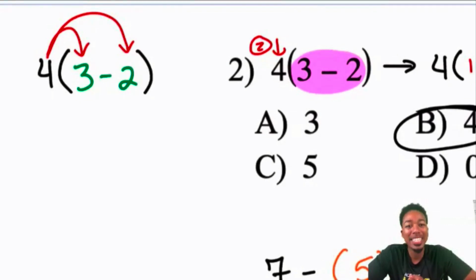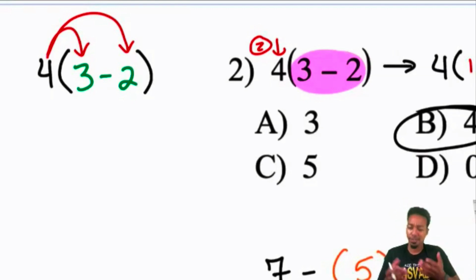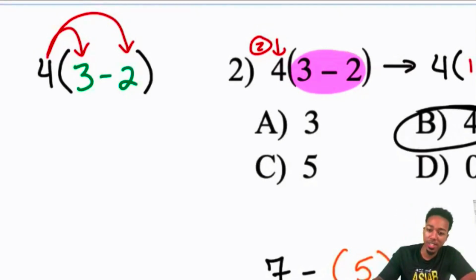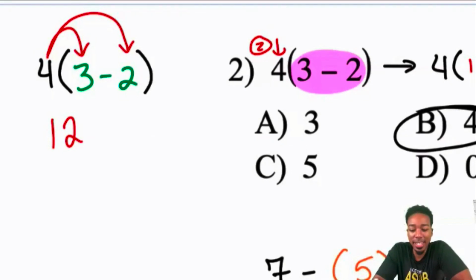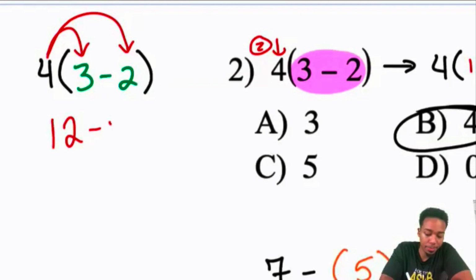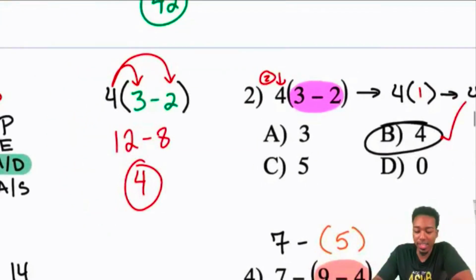And guess what? Even if you distribute, you'll still get the correct answer. Allow me to show you. Everybody, 4 times 3, what is that going to give us? 4 times 3 gives us 12, not 13, 12. That was scary. And then next, everybody, 4 times 2, what's that going to give us? 8. Everybody, do we keep the sign of the number? Yeah, we do. So we'll end up having 12 minus 8. Everybody, 12 minus 8 gives us 4. Still get the correct answer.